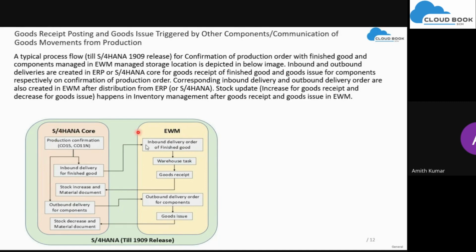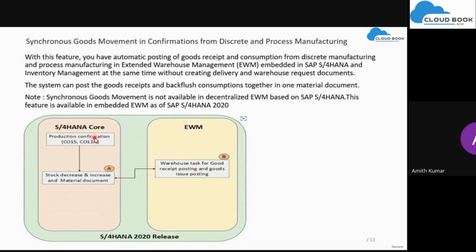So this is the flow which was introduced in 1909. But going forward, this is now improved. After 2020, I believe, we have a concept called synchronous goods movement posting. Now, what does it mean? Let's look into that. So now you will see that the flow diagram is much simpler.